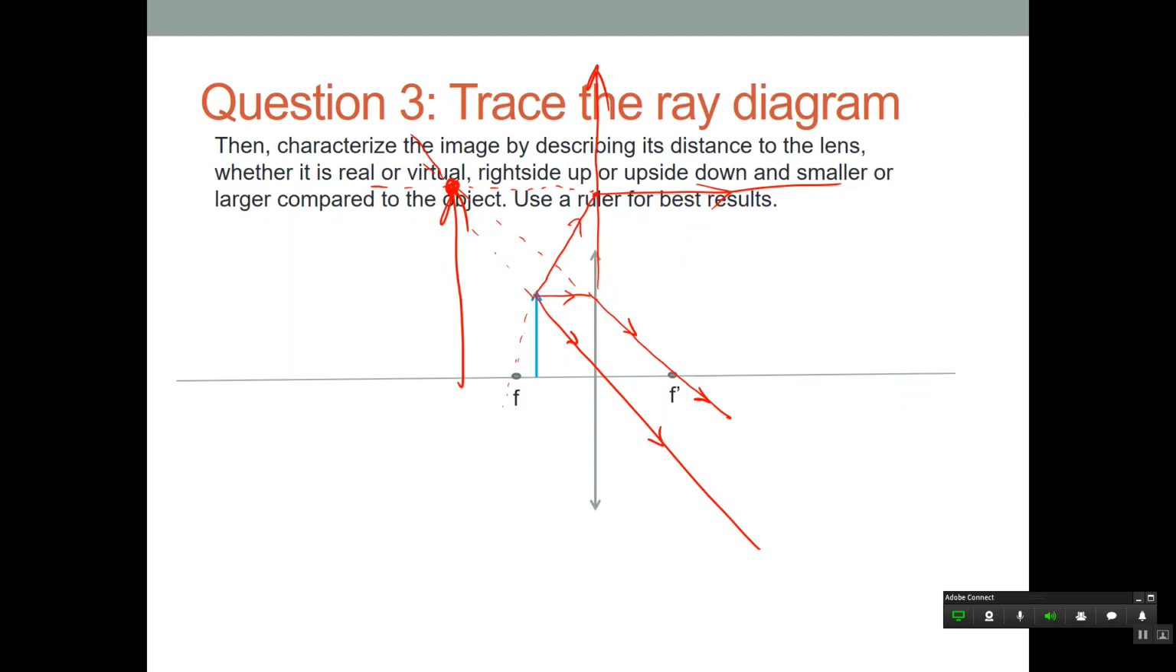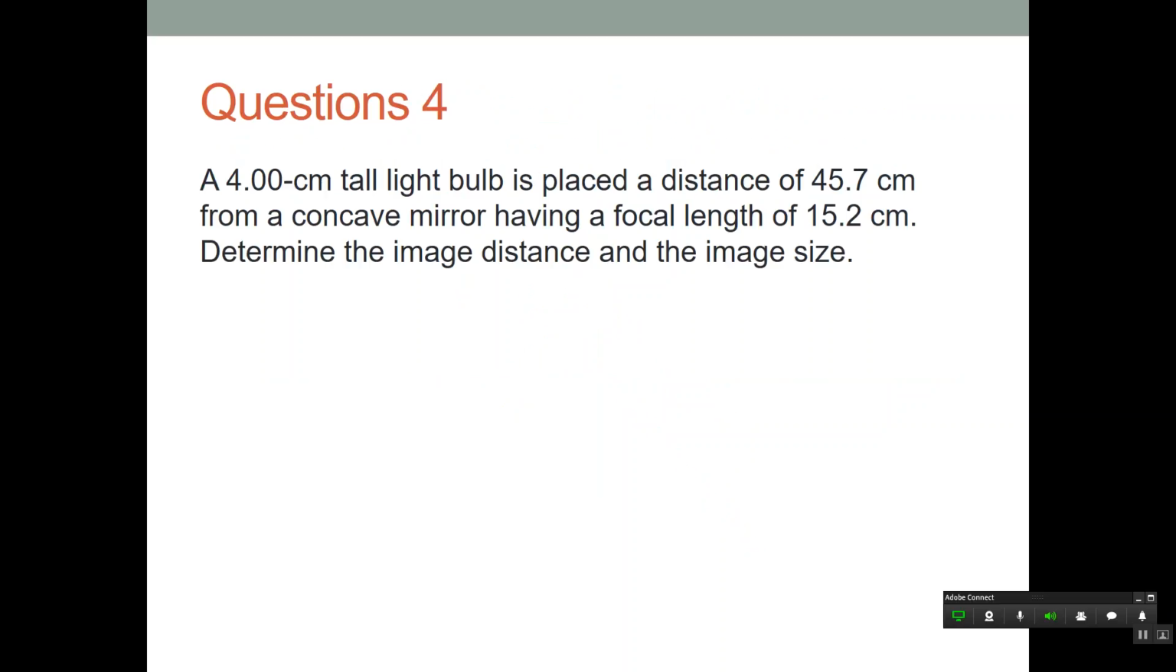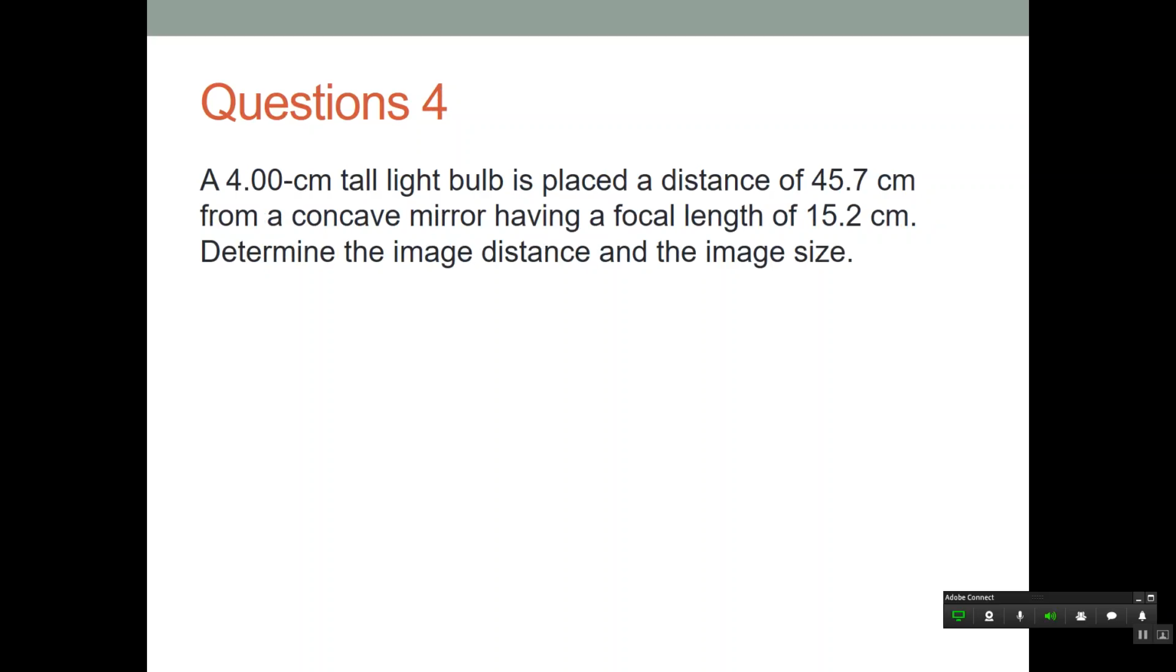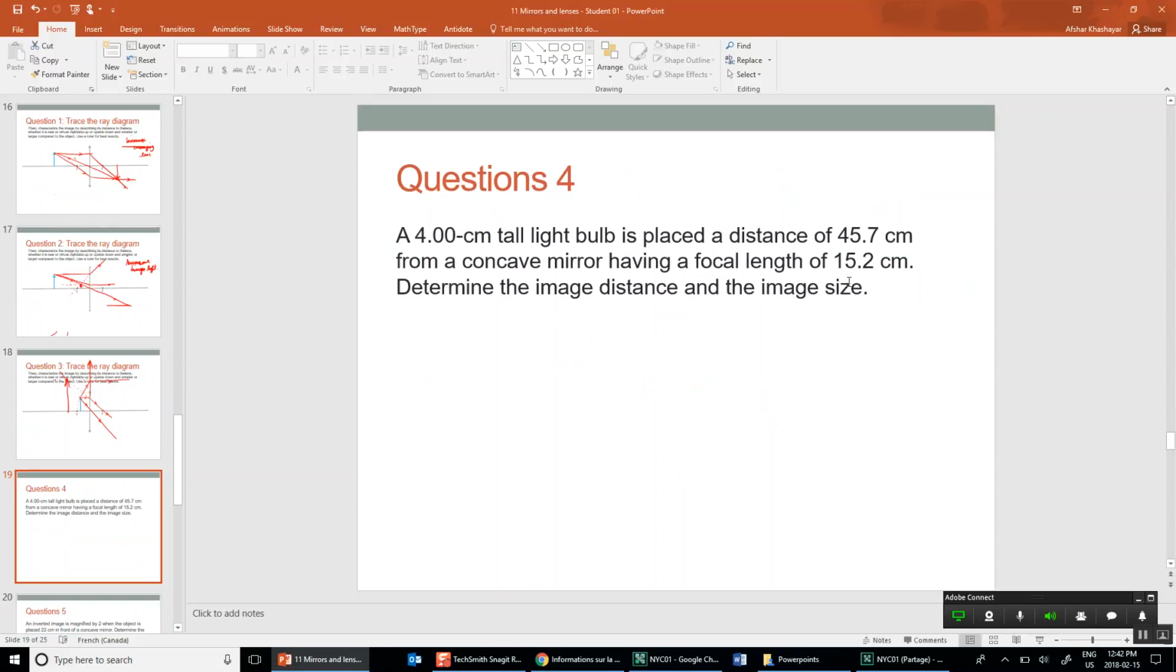Should we do more examples? Yeah, let's do more examples. All right, let's go through these questions 4 and 5, and then we'll call it a day after that, all right? They're numerical examples, so you're going to have to use the formulas. All right? So go to question 4 and then question 5. Once you're done, au revoir. See you guys tomorrow. Don't forget the lab. Don't forget you need your lab coat next week.